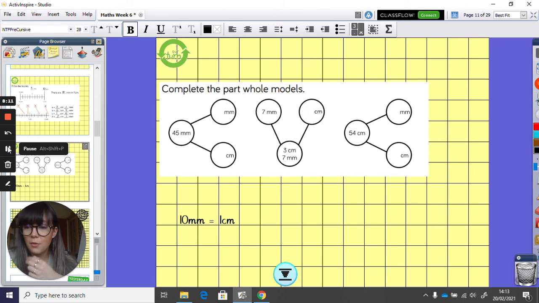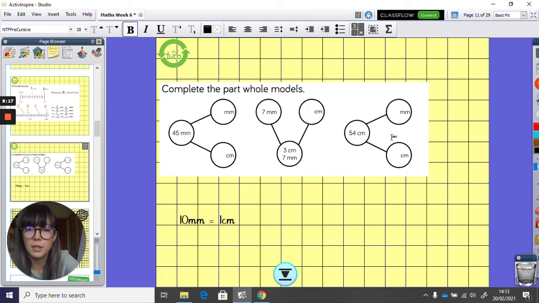Now I've had a look myself at these, and I think for the last one there is more than one answer, so please don't worry if you got that one a bit confused. So we start off with this one, 45 millimetres. Now we know that there are 10 millimetres in every centimetre, so that will be 4 centimetres and 5 millimetres. So we can pop 4 centimetres here, and there's still 5 millimetres left over, so we can pop that there.